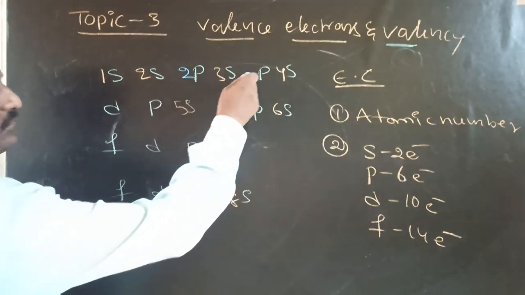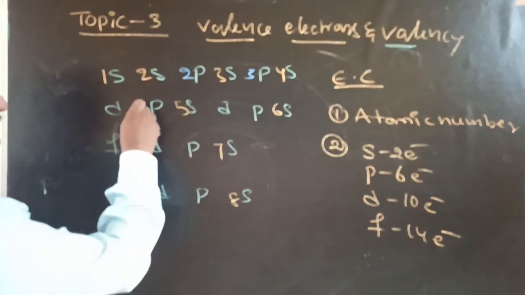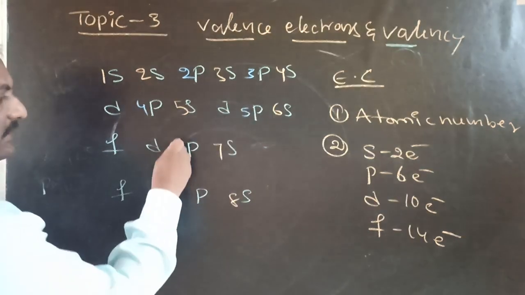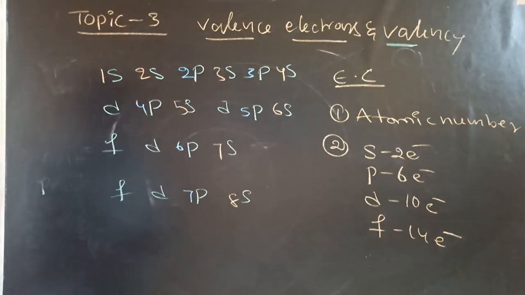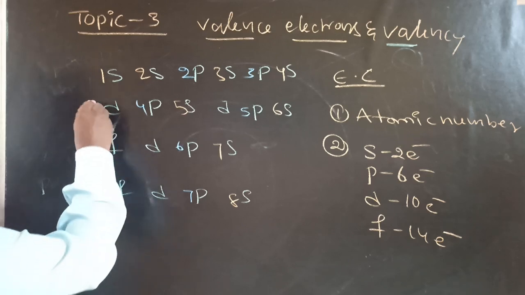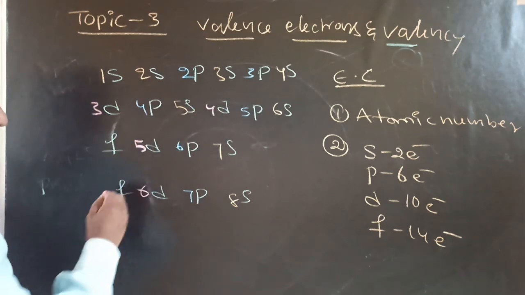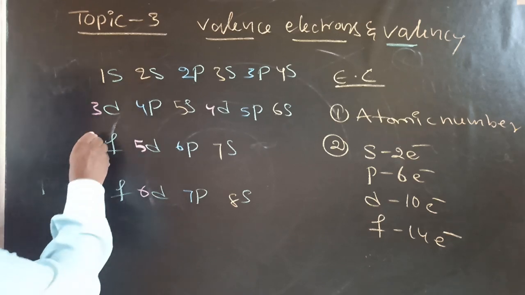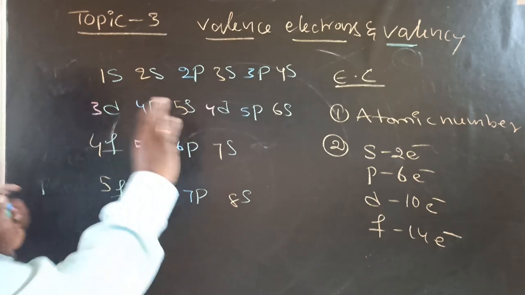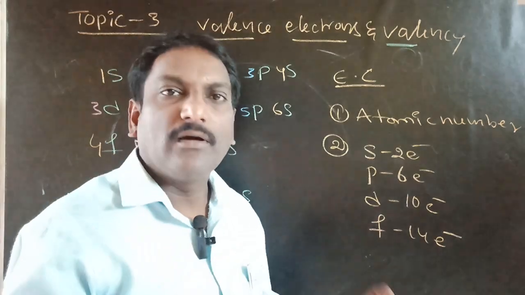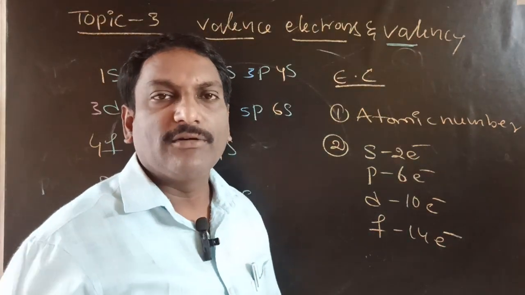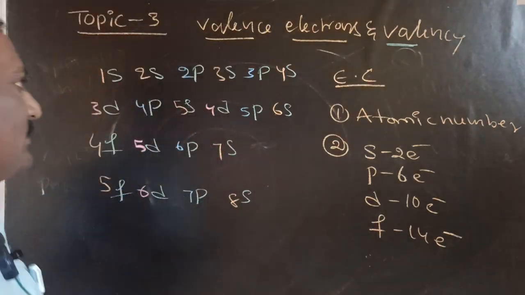P starts with the second element: 2p, 3p, 4p, 5p, 6p, 7p. D starts with 3 onwards: 3D, 4D, 5D, 6D. F starts with 4 onwards: 4F, 5F. So in this way we need to arrange the orbitals according to the increasing order of energy.